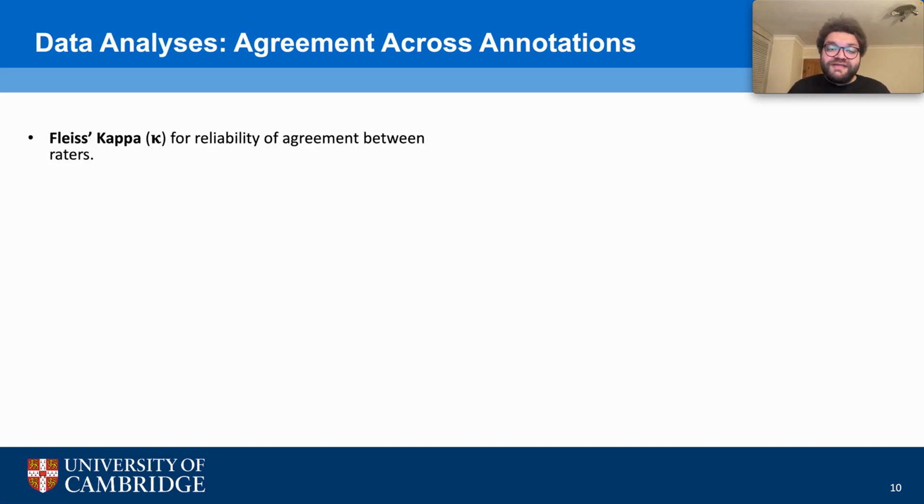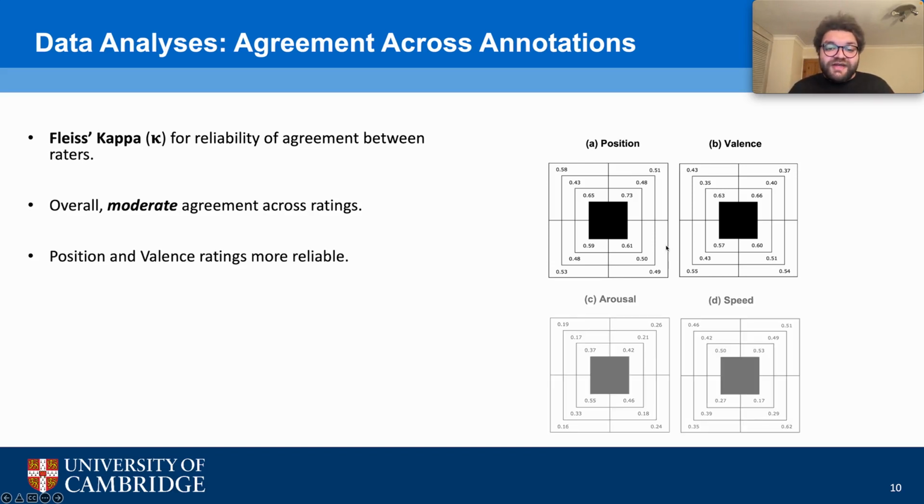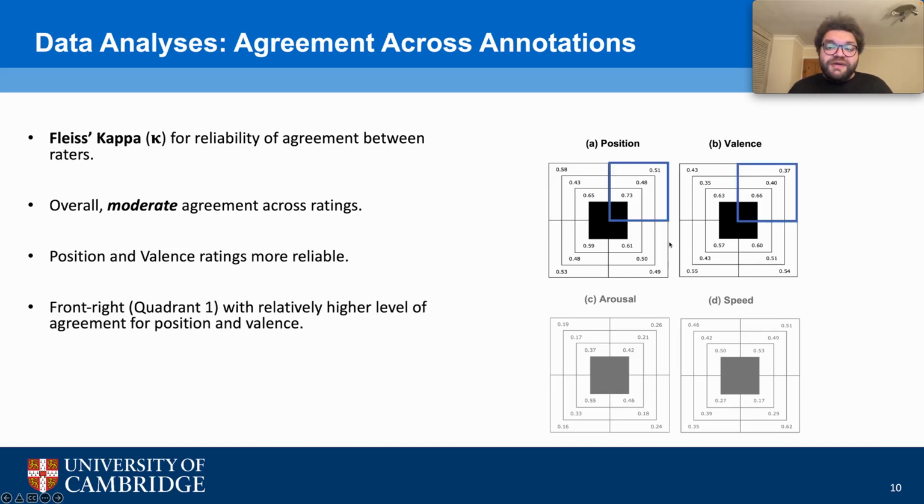For this, we compute the Fleiss kappa to measure the reliability of agreement between participants on these ratings. We split the grid into quadrants and compute these values for different regions within these quadrants. Overall, we see a moderate agreement between participants across different ratings. Position and valence ratings are more reliable with a higher kappa value compared to arousal and speed ratings. In particular, we see front right, or quadrant 1, receive relatively higher kappa values compared to other positions. Yet, this agreement is still at a moderate level, resulting in a lot of scope for allowing robo-waiters to consider person-specific adaptation while modeling interactions with them.